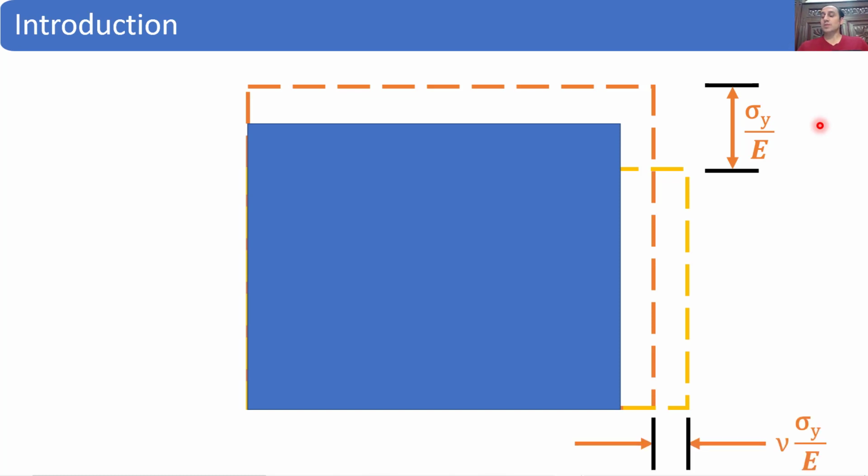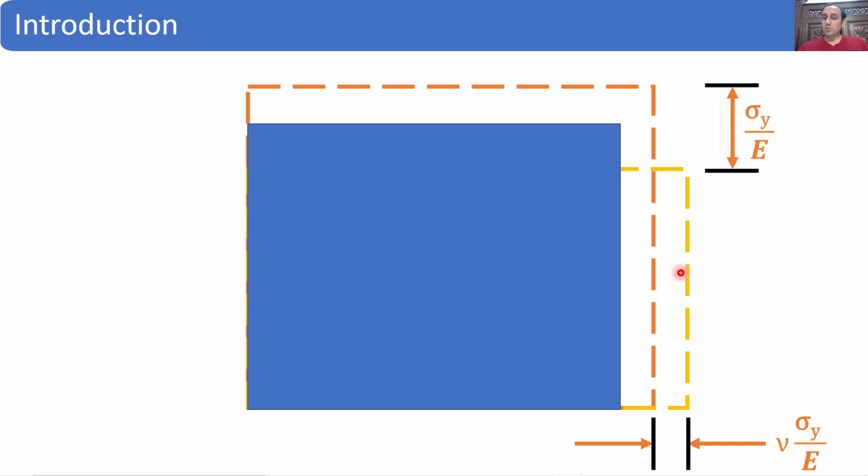Okay, and what about this one? This is the lateral strain. So if we multiply the axial strain with the Poisson's ratio, what we get? We get the lateral strain. Okay, so now these values are with respect to the intermediate shape or intermediate form of the material.